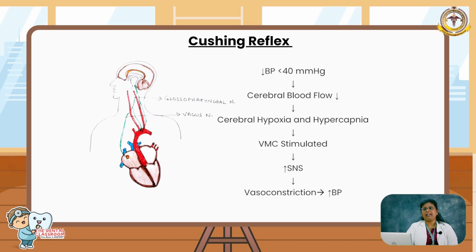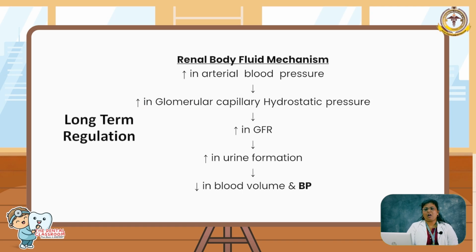So this is how it reverts the blood pressure when it goes less than 40 millimeter of mercury by activating the Cushing's reflex. Then coming to the long term regulation, we have the renal body fluid shift mechanism and the renal angiotensin mechanism. So this mainly involves the kidneys to activate the blood pressure mechanism to regulate it.